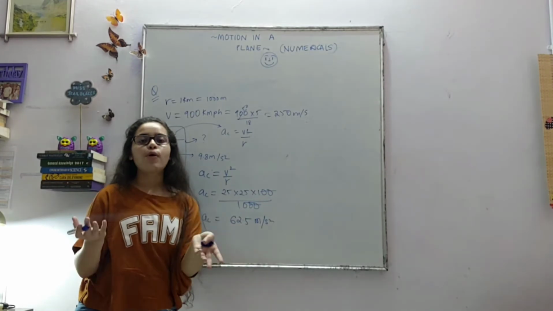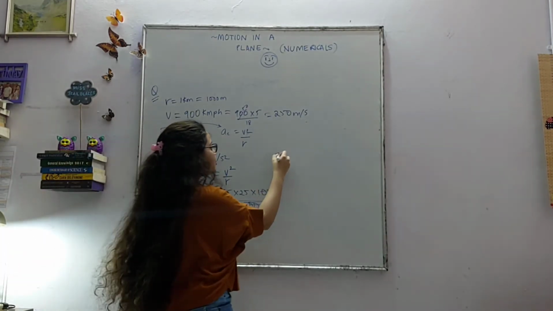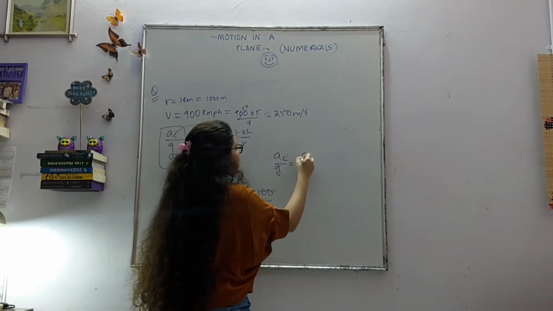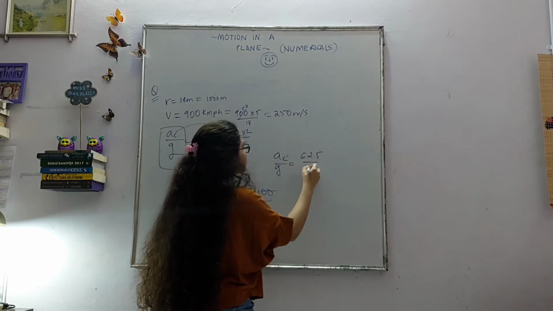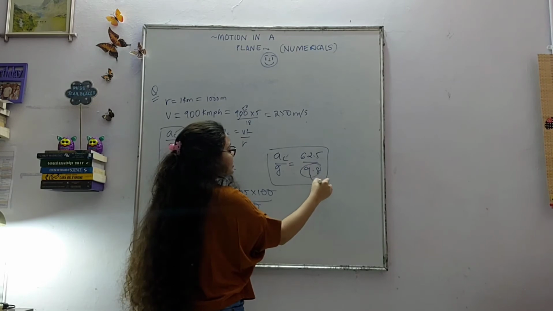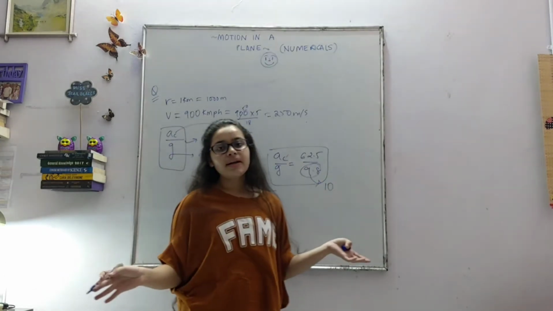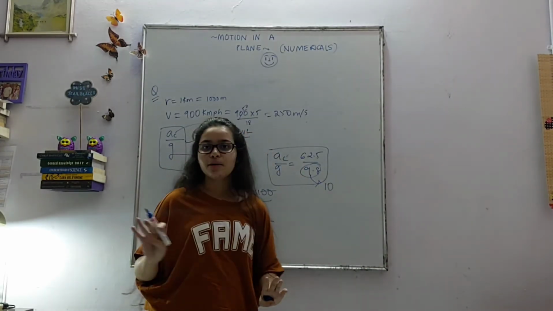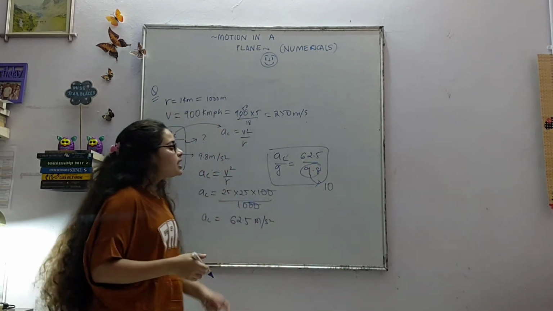Can you find it? Of course you can. It is very simple. What are you going to do? AC by G. You know AC is 62.5. You know G is 9.8. For simplification, you can take this as 10. If it is not specified in the question, better to take it as 9.8. Right? So you can easily solve this.